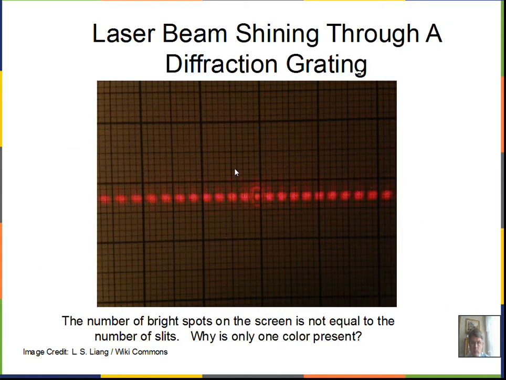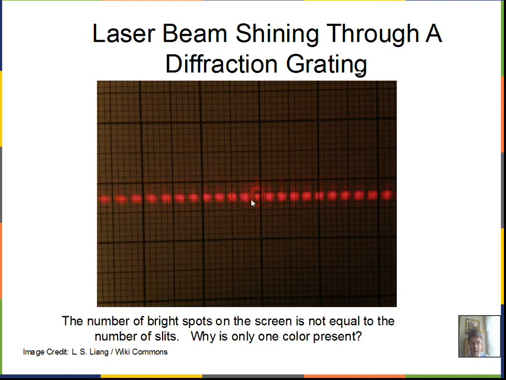Here's a laser beam shining through a diffraction grating. There are, I don't know if you count across here, 20 or so spots. There are not 20 slits in the diffraction grating. There'd be thousands of slits. The laser light's not going through all of them, but the number of bright spots you see here is not equal to the number of slits in the diffraction grating. They're not equal, not 1 to 1.